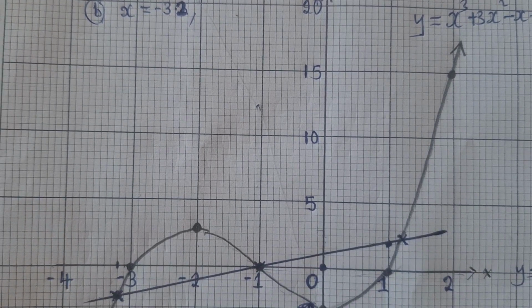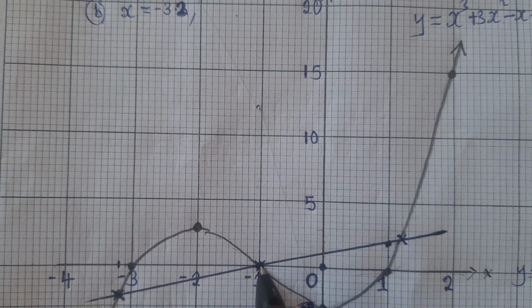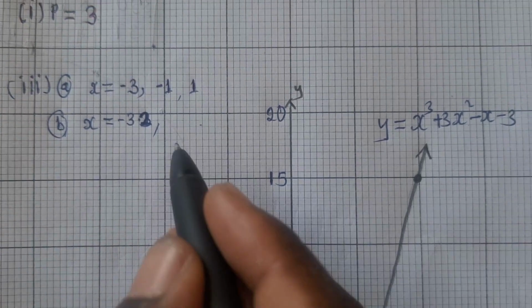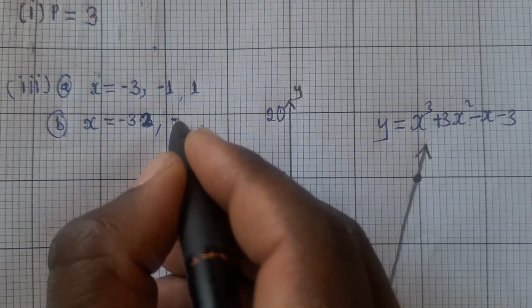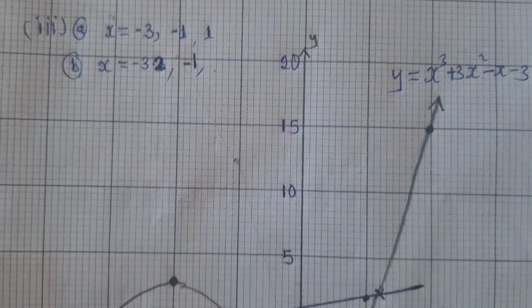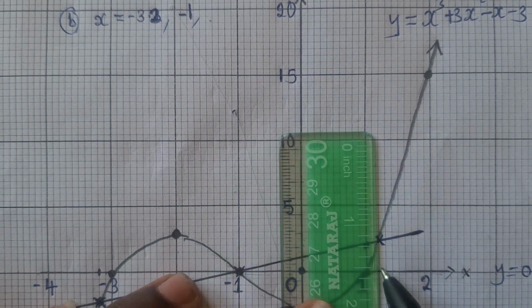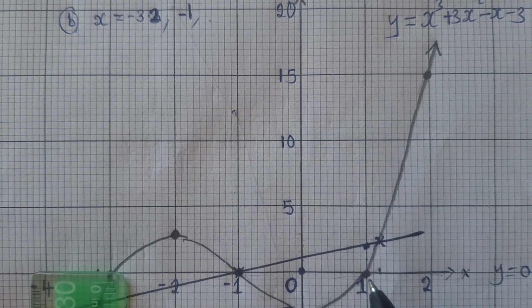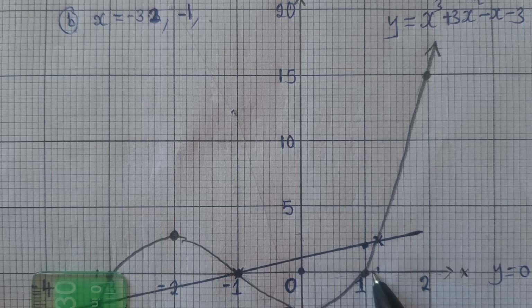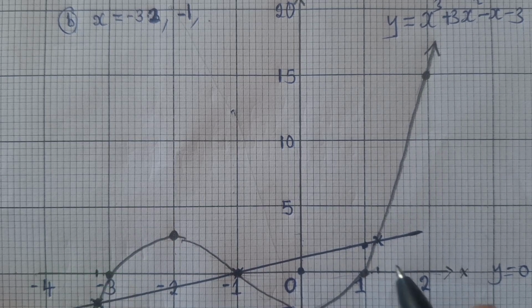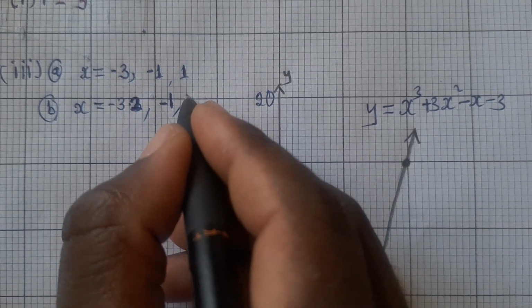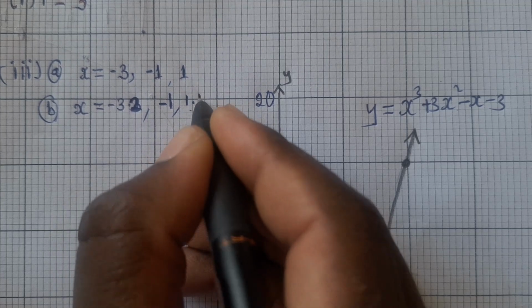For the other one, it's just straightforward. It's passing at our answer here. So we just say x is equal to negative 1. And then the other one, it's here. So you put your ruler straight here. This is where we want. So this is 0.1, 0.2, 1.1, 1.2. So that's 1.2.